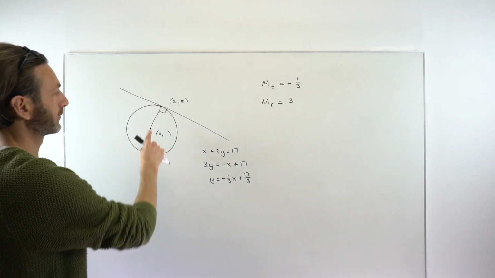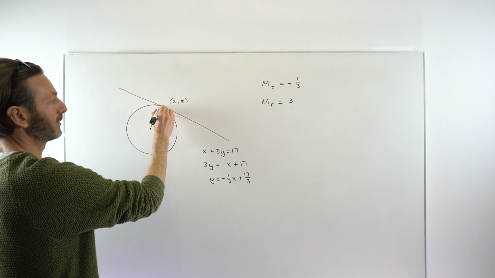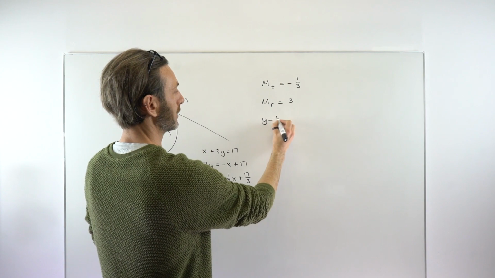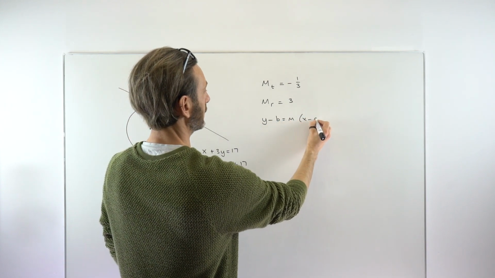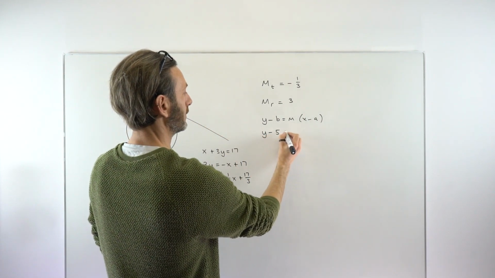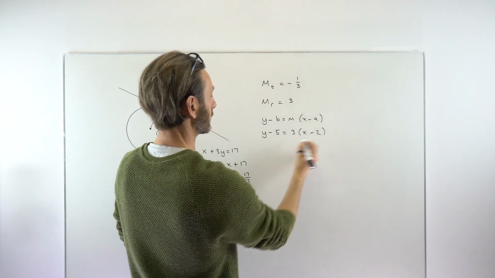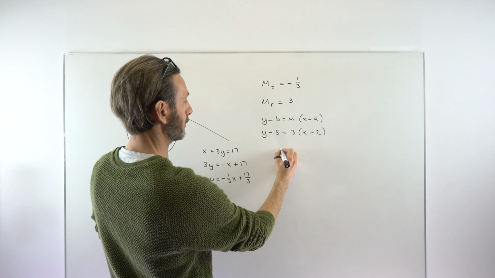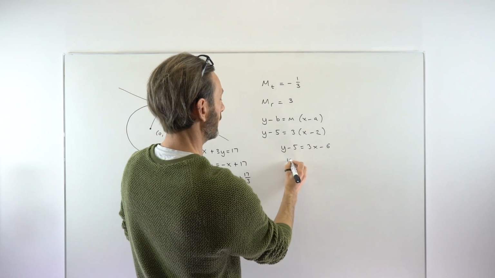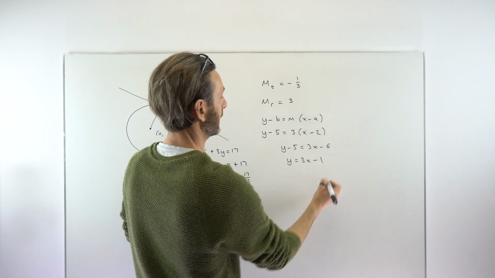Well, what we can do is find the equation of this line, the radius, because we've got a point on the line, (2, 5), and we've also got the gradient. So just using our normal straight line formula, y minus b equals m times x minus a. So plugging in our values, our b value is 5, so y minus 5 equals our gradient 3, x minus our a value, which is 2. Then just working through the algebra, y minus 5 equals 3x minus 6. Adding 5 to both sides, we get y equals 3x minus 6 plus 5, which is minus 1.